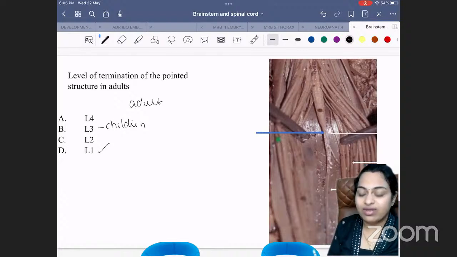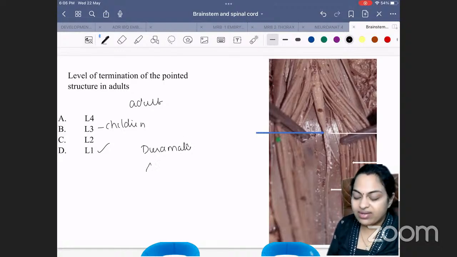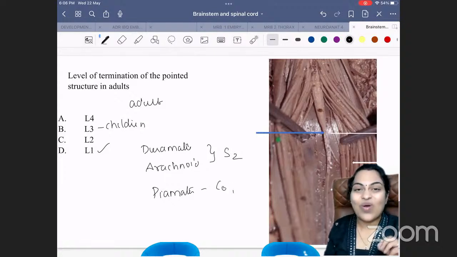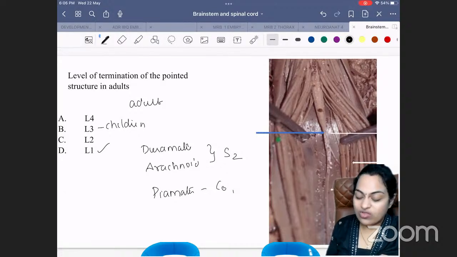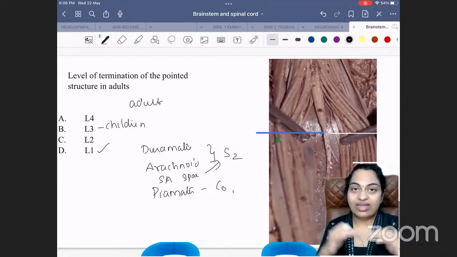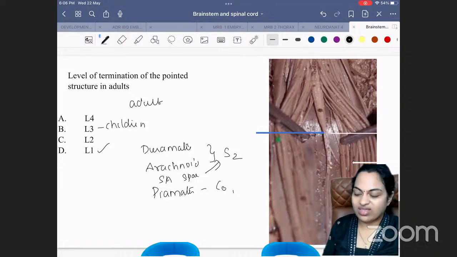The level of termination of the dura mater. Yes, you can tell me. Come on. The dura mater and the arachnoid terminate at the level of S2. The pia mater is going to terminate at the level of the first coccygeal vertebra. Also remember the subarachnoid space, that also ends at S2. So the level of termination is important for your spotter question.